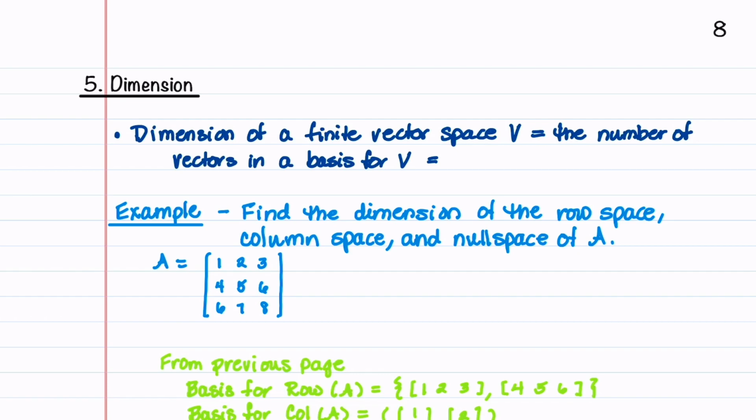I'll now define what dimension is and go over 2 example problems. The dimension of a finite vector space V is the number of vectors in a basis for V, and we denote this by dim of V. It's really important to note that it's not the number of vectors in the vector space. It's the number of vectors in the basis for the vector space.